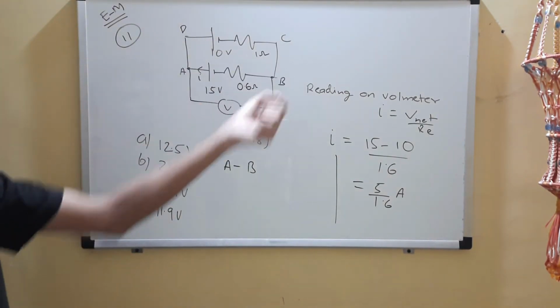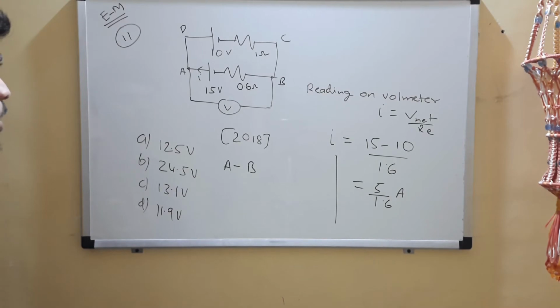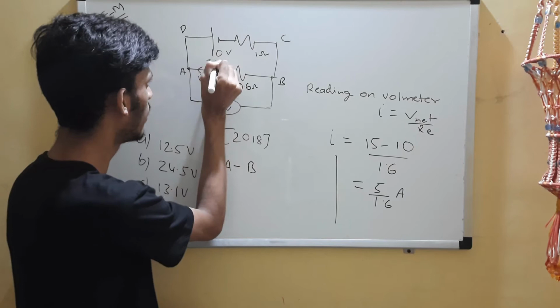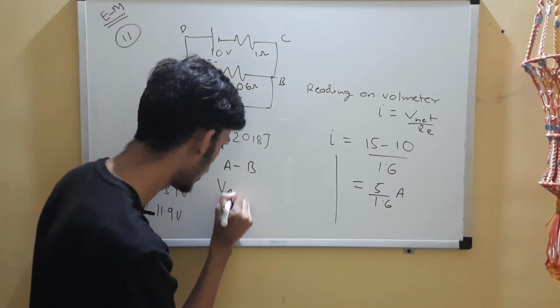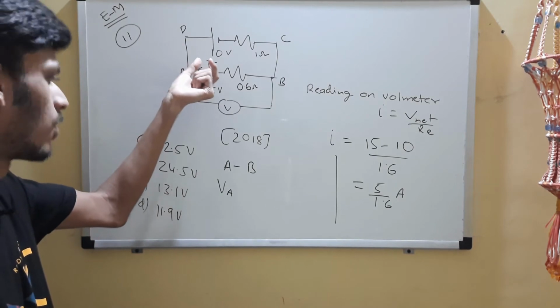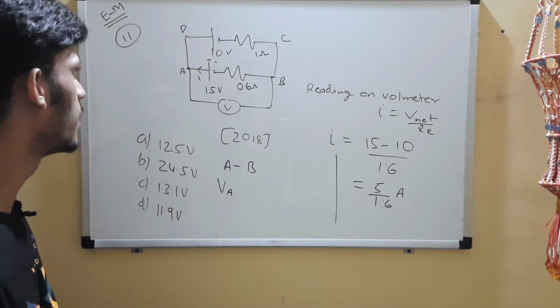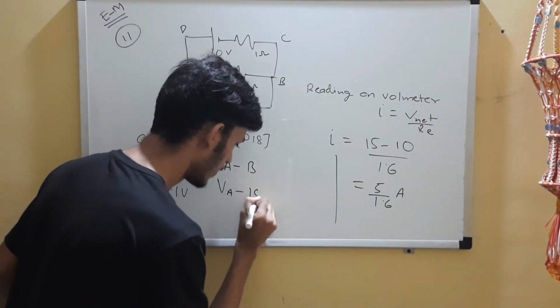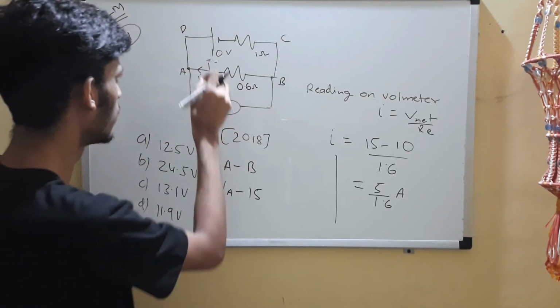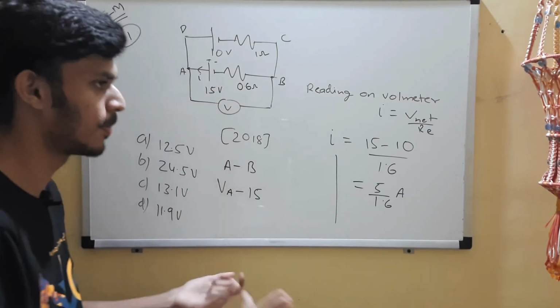So we'll move from A to B. Here we'll go from positive to negative. First of all, potential at A. Here from positive we go to the negative terminal, so minus 15, right? Applying Kirchhoff's law, KVL over here. So positive to negative, minus 15, potential drop.